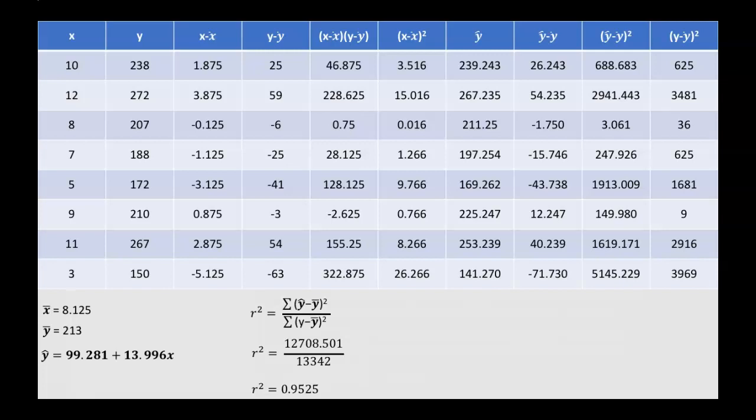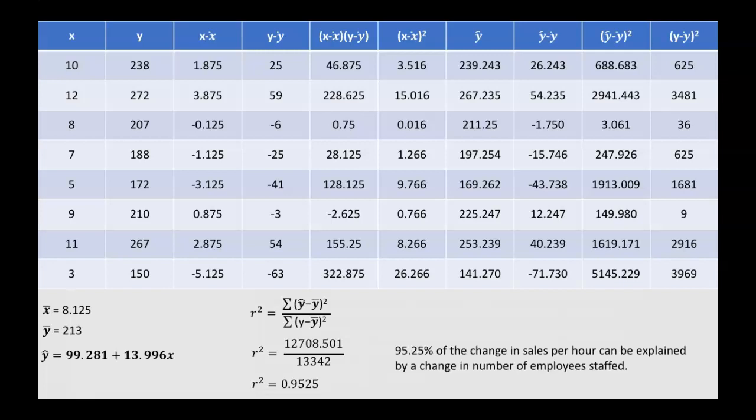So it's great to be able to know how to calculate r squared, right? That's important. But what's really important is that you're able to apply this. You're able to say what this even means. So the way that we interpret r squared is that 95.25% of the change in sales per hour can be explained by a change in number of employees staffed. So a basic template for that is r squared is the percent of the change in y that can be explained by a change in x.